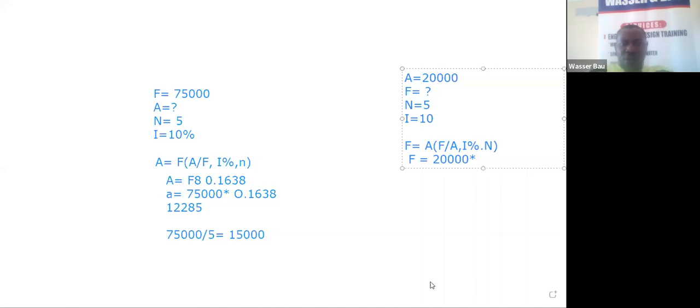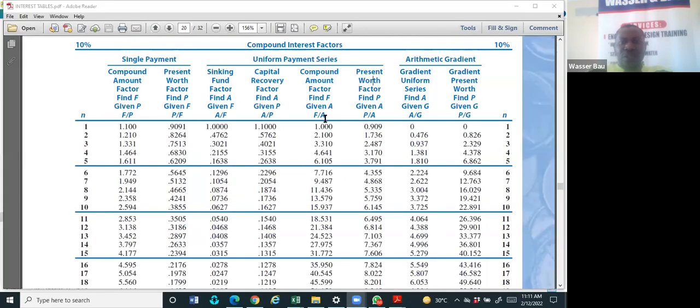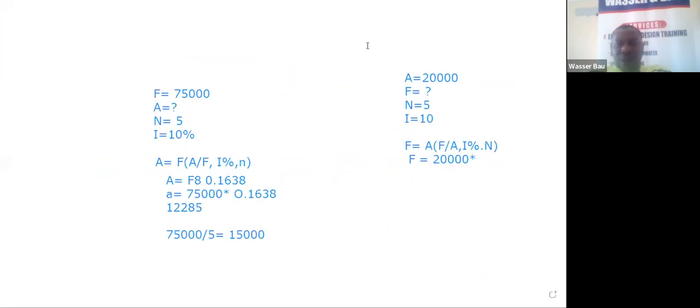So this is A over F and this is F over A. So in my interest table, this is now F over A. I'm still on 10%. So I'm going to go under this table instead of going through this table. And this time around, watch me, follow me. At 5 years now, the first one I got 0.1638. This time around, I'm now getting 6.105. So I will now come here. I will now put, sorry, hold on.